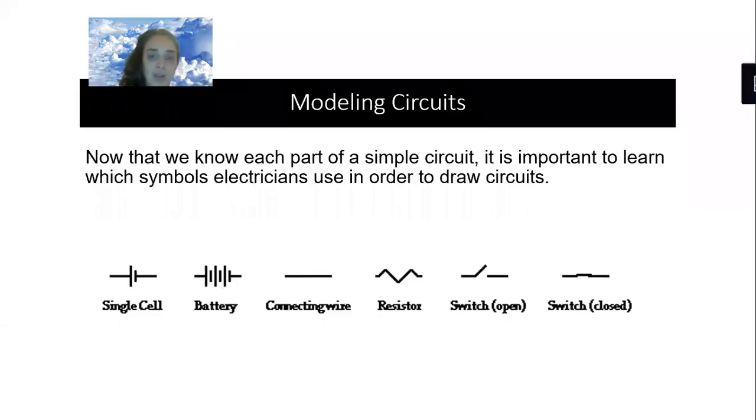Alrighty. Okay, so now let's move on to modeling circuits. Now that we know what each part of a simple circuit does, it's important to learn the symbols that electricians and also electrical engineers use in order to draw out circuits. So if we wanted to draw out the circuit that we saw in the simulation with the light bulb and the wire and the batteries, it would be really complicated if every time we drew it, we would actually draw a light bulb or a whole battery. So scientists and engineers came up with this convention to easily draw the different parts of the circuit.